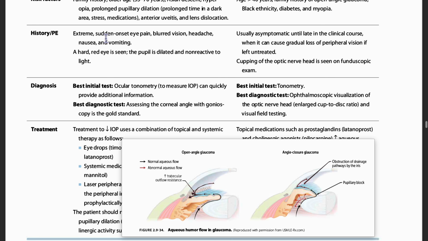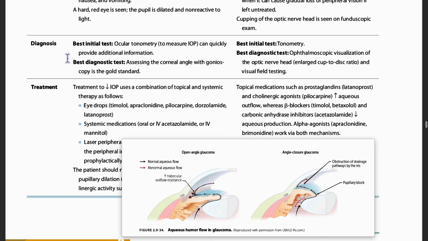History and physical examination: extreme, sudden onset eye pain, blurry vision, headache, nausea, and vomiting. A hard red eye is seen. The pupil is dilated and non-reactive to light. Diagnosis: best initial test, ocular tonometry to measure intraocular pressure, can quickly provide additional information. Best diagnostic test is assessing the corneal angle with gonioscopy, which is the gold standard.